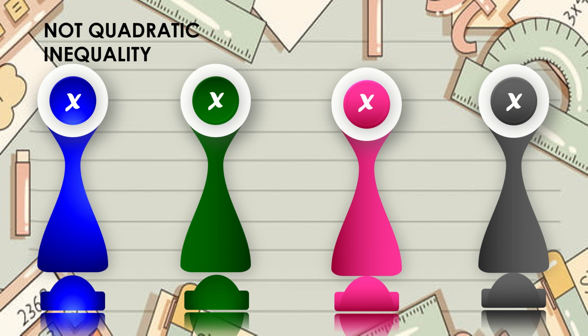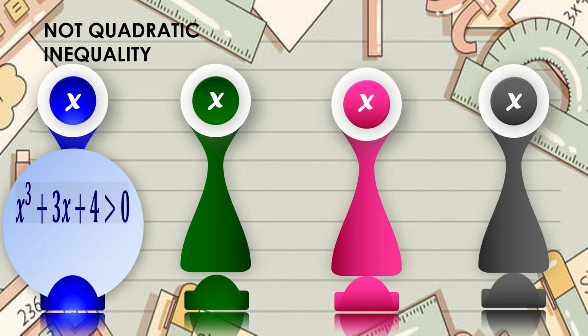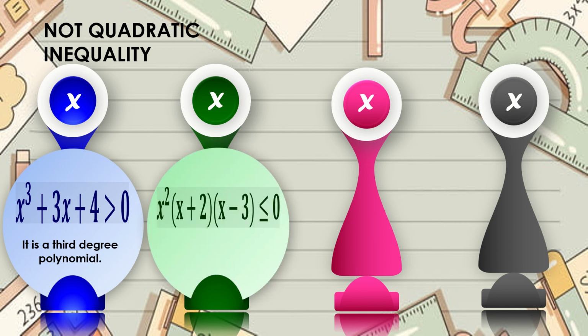These are not quadratic inequality examples. Number 1, x cubed plus 3x plus 4 is greater than 0. It is a third degree polynomial, so the highest exponent here is 3, so it is not a quadratic inequality. Next, x squared times x plus 2 times x minus 3 is less than or equal to 0. When we simplify it, it will become x raised to 4 minus x cubed minus 6x squared is less than or equal to 0. It is a fourth degree polynomial, so it is not a quadratic inequality.